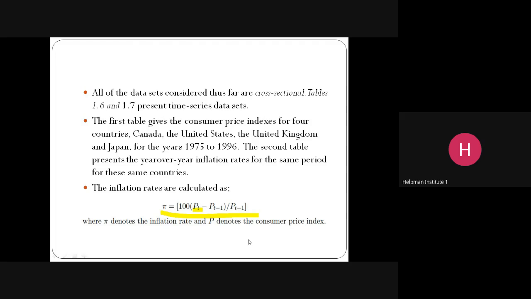We see that the inflation rate is calculated by this formula here, where the inflation rate is given by 100 multiplied by the quantities here. P subscript T means the current price, and P subscript T minus 1 means the price in the period before the current one, and we divide by that same value.